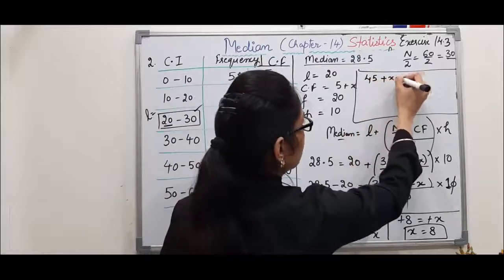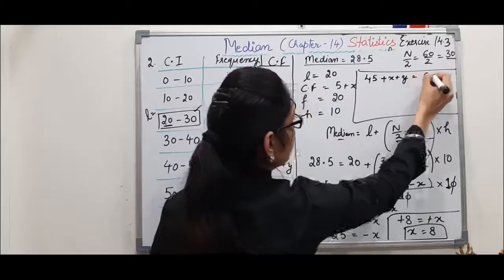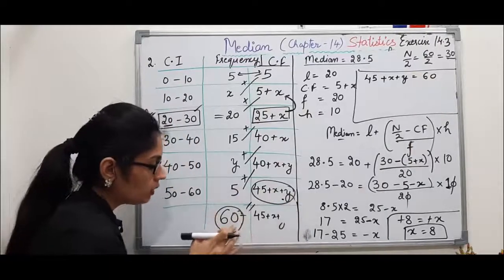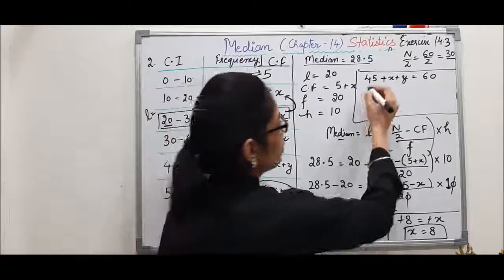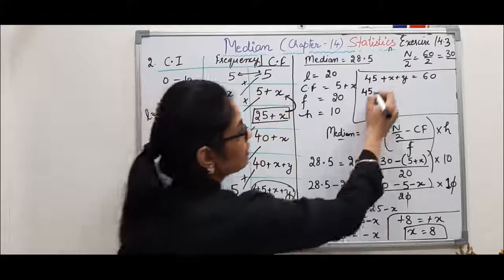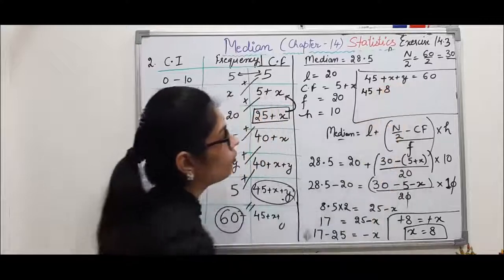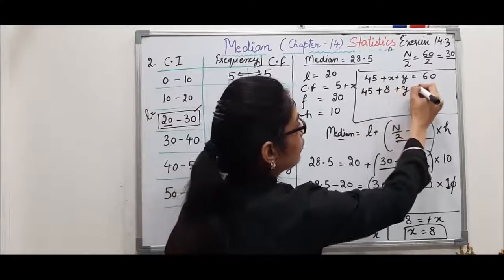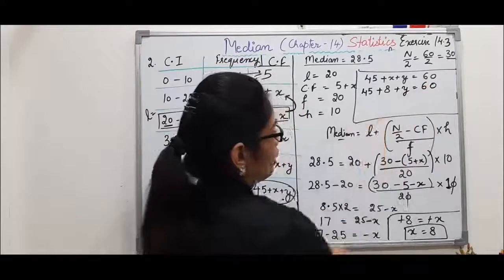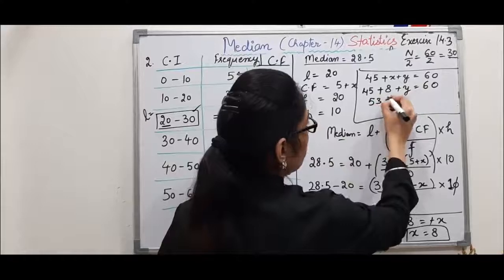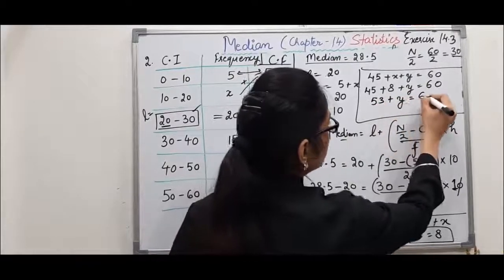45 plus x plus y is equal to 60, because this is the last term of the cumulative frequency and it is equal to this one. We have already found the value of x, which is 8. We can substitute the value of x here: 45 plus 8 plus y is equal to 60. So 45 plus 8 is 53, and 53 plus y is equal to 60.